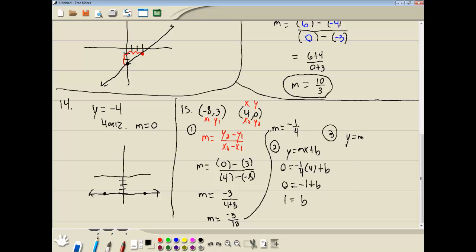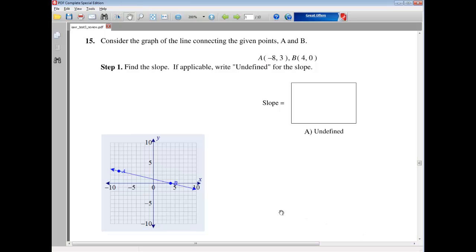And step 3 is to write our answer. We plug in the m we found, which was -1/4, and we plug in the b we found, which was 1. And we get y is equal to -1/4 x plus 1. Well, let's look at the graph and determine if that makes sense.